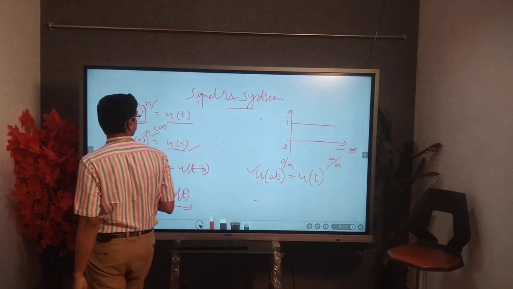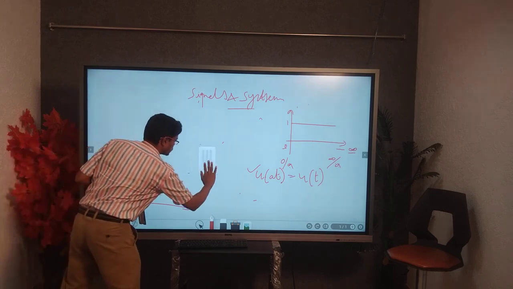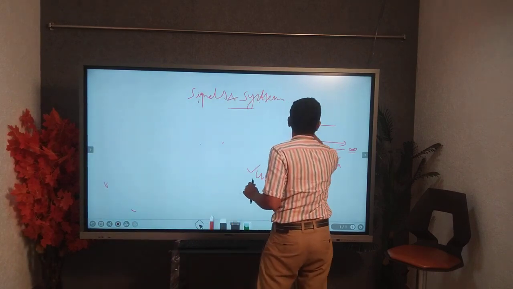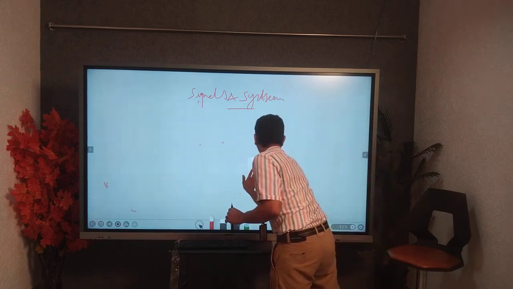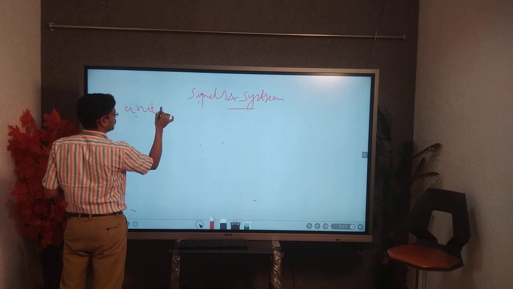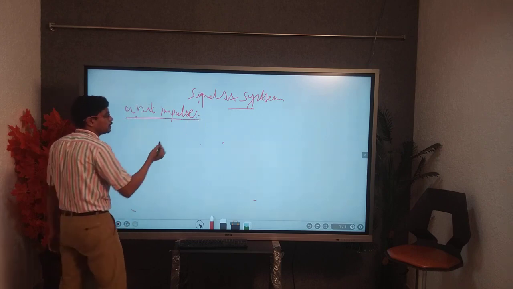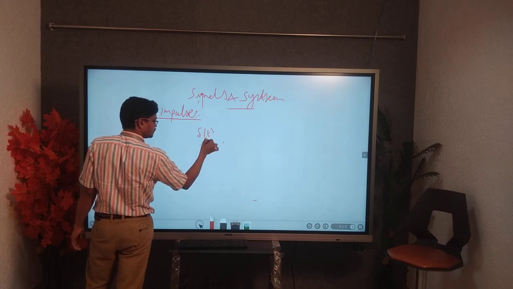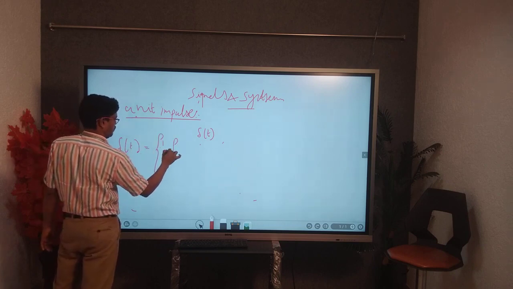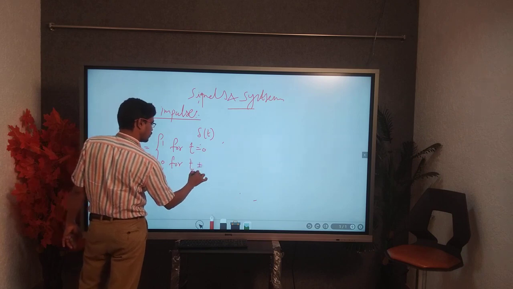And one more important signal is the impulse signal. Unit impulse. It is denoted by del of t, and it is defined as del of t equal to 1 for t equal to 0, and 0 otherwise, that means t is not equal to 0.